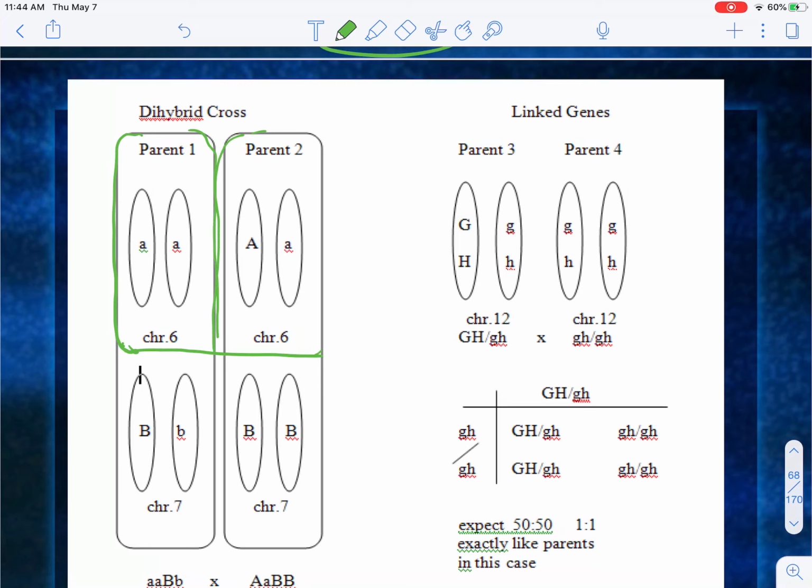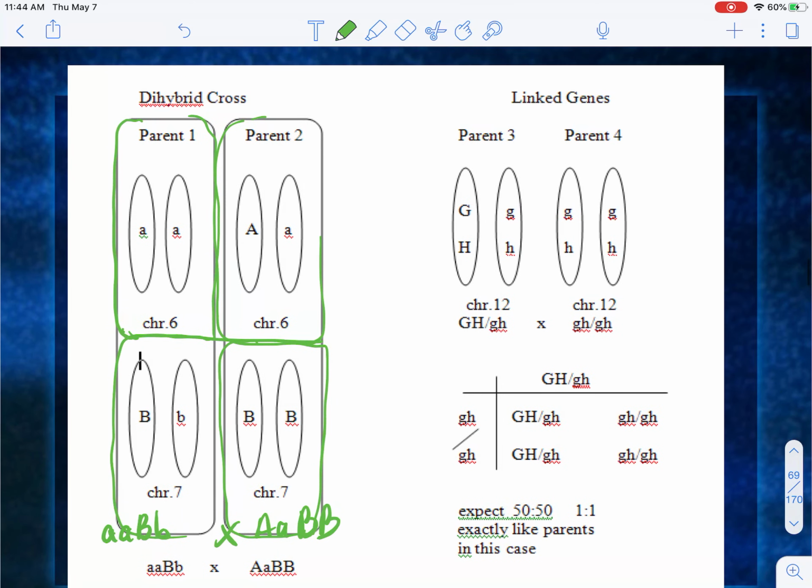Now, when we were doing dihybrid crosses, this isn't an exactly great picture, but we were looking at, first of all, what the 2 chromosome 6s had and what the 2 chromosome 7s had, and that's what we were doing for dihybrid crosses. So that's when we were doing crosses where parent 1 had little a, big B, and parent 2 had big A, big B, and we were crossing like that.